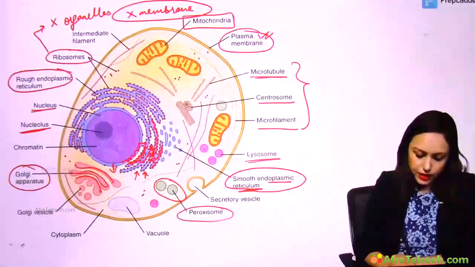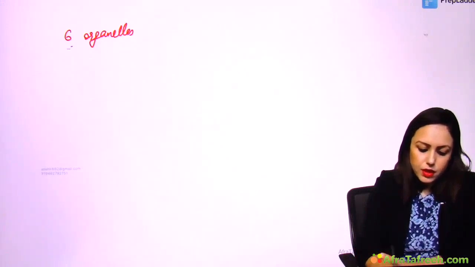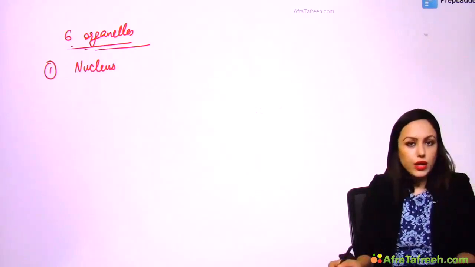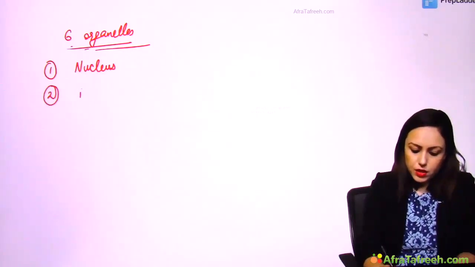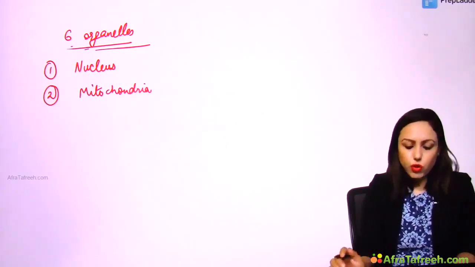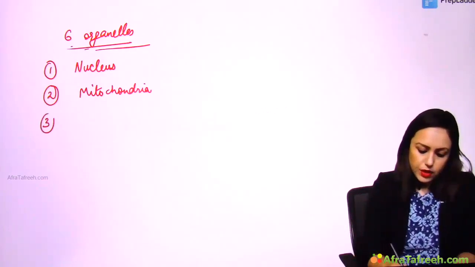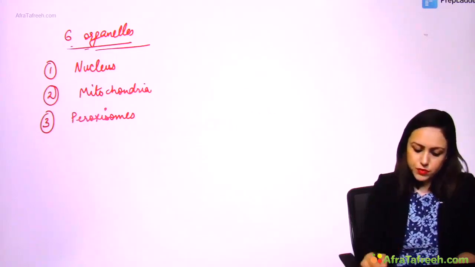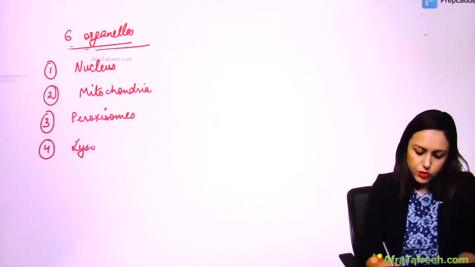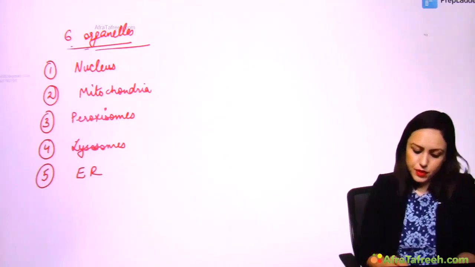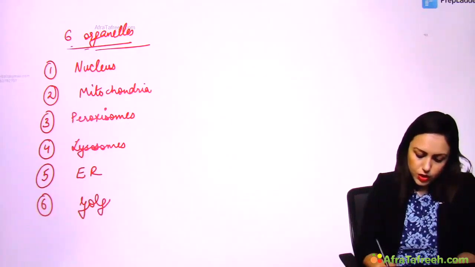So let's take the organelles one by one. Mainly there are 6 organelles in a eukaryotic cell. The largest organelle is nucleus, having the genetic material, then mitochondria, the energy house of the cell making ATP, then peroxisomes for free radical destruction, then lysosomes, then endoplasmic reticulum, then Golgi apparatus.